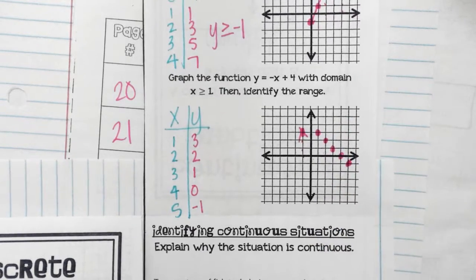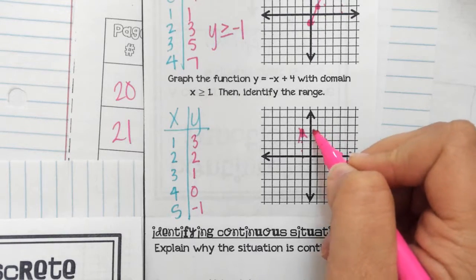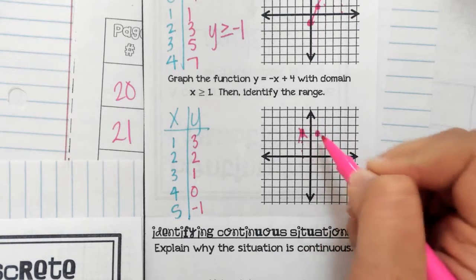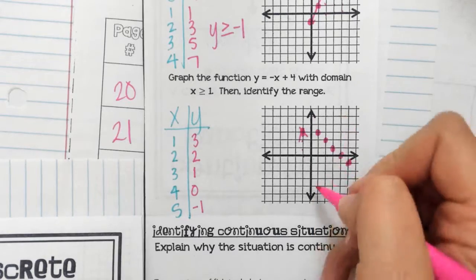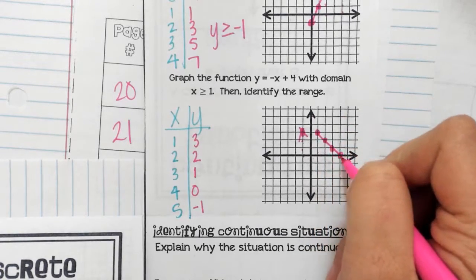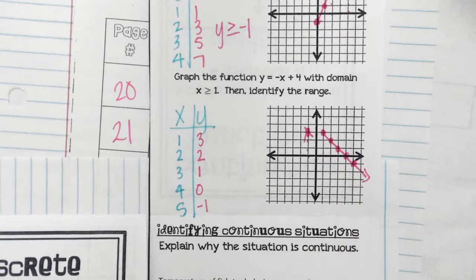Okay. Now, can we connect the dots and go left any? I mean, extend the dots rather than go left. No, because x has to be greater than or equal to 1. But we can extend and go this way, right?